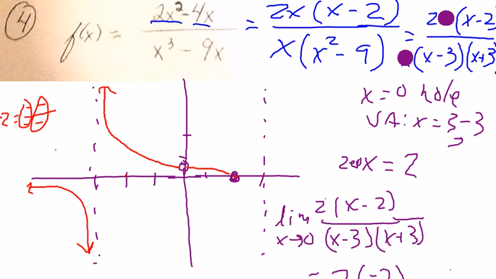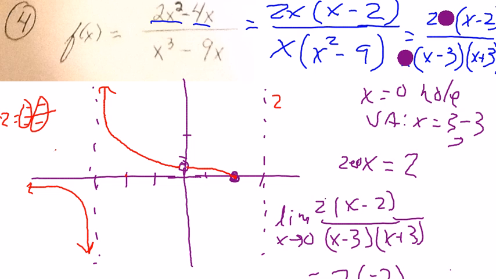So I know I'm going to be coming down like that and hitting that, but I don't know if I'm going back up or going down. So let's just check some value in between that 0 and our vertical asymptote at x equals 3. So let's try, say, 2.5.